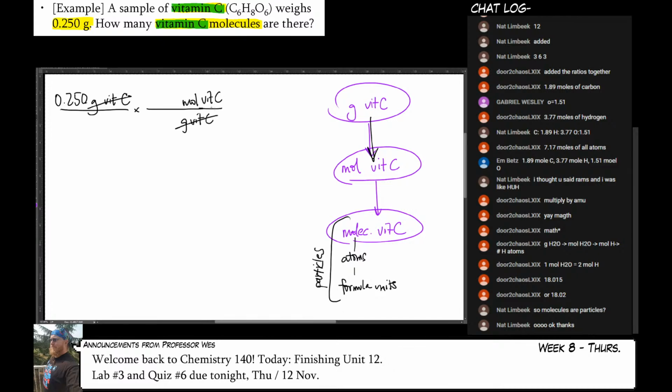So we turn grams into moles here. And then we'll do our next step, which is to turn moles into molecules. That's the unit that we want. So now we can do the numbers. So I got grams and I got moles. How do I convert from grams to moles?